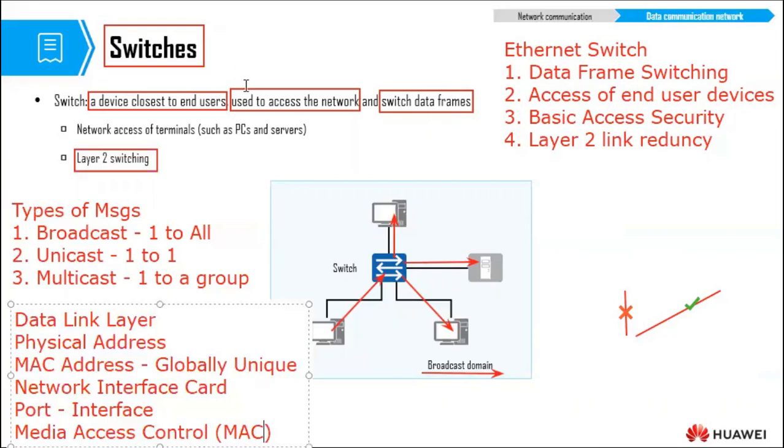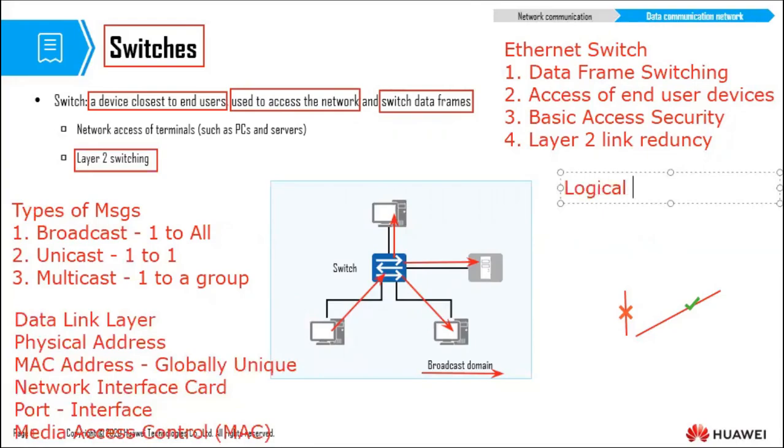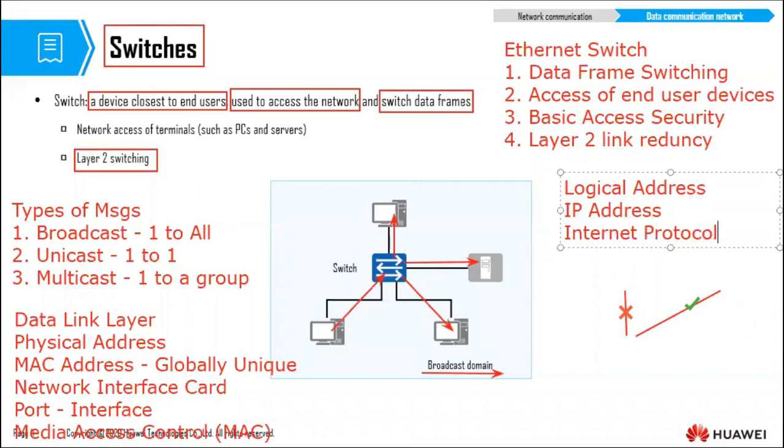Now, that other address is called a logical address. A computer must also have a logical address, and it is implemented using what you call an IP address. IP is Internet Protocol. So for a computer to communicate, it must have a logical address and a physical address. Are we together?